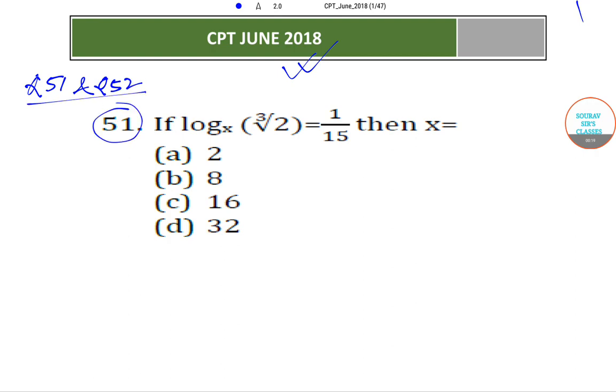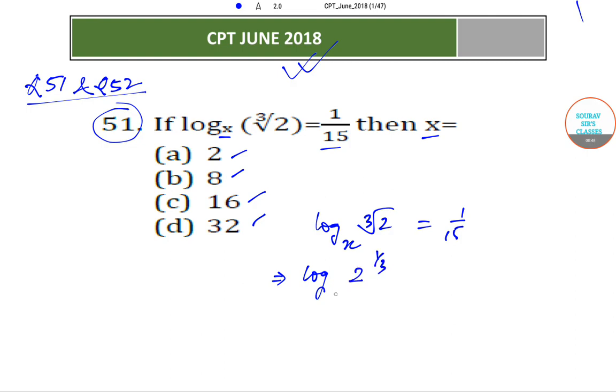In question number 51 it has been said, if log of 2 to the power 1 by 3 to the base x is equal to 1 by 15, then x is equal to, options are 2, 8, 16 and 32. So here we have been given that log of cube root of 2 to the base x is equal to 1 by 15. Now we know that this can be written as log of 2 to the power 1 by 3 to the base x, equal to 1 by 15, and this is equal to 1 by 3 into log of 2 to the base x, equal to 1 by 15.